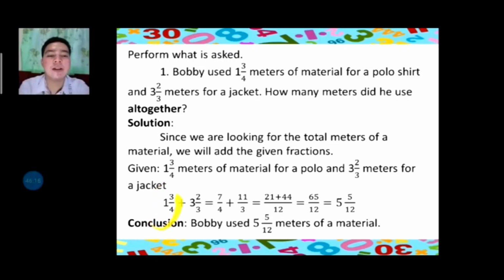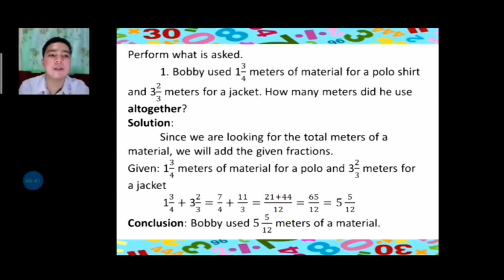1 and 3/4 is 7 over 4 in improper fraction. Then 3 and 2/3 is 11 over 3. Then proceed to addition. As you can see, they are dissimilar fractions. You have to find the LCD. The LCD of these fractions is 12. So that will be our denominator.